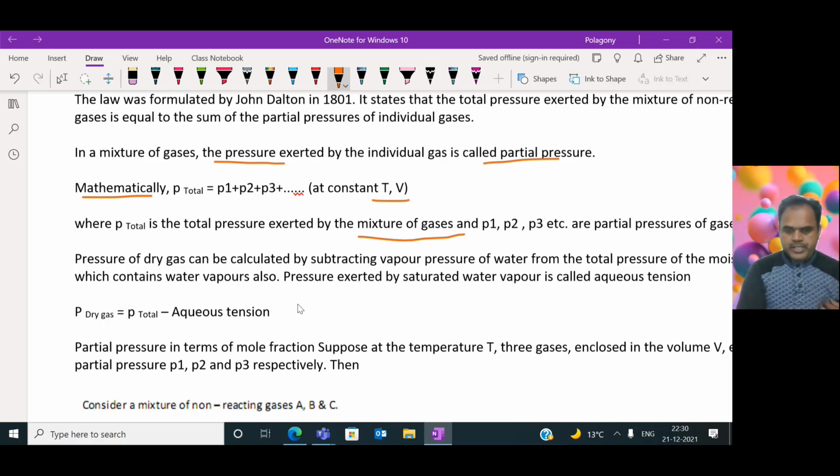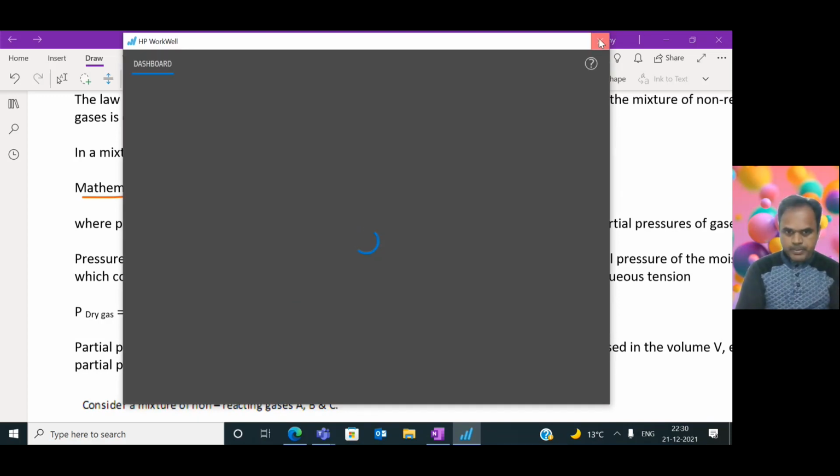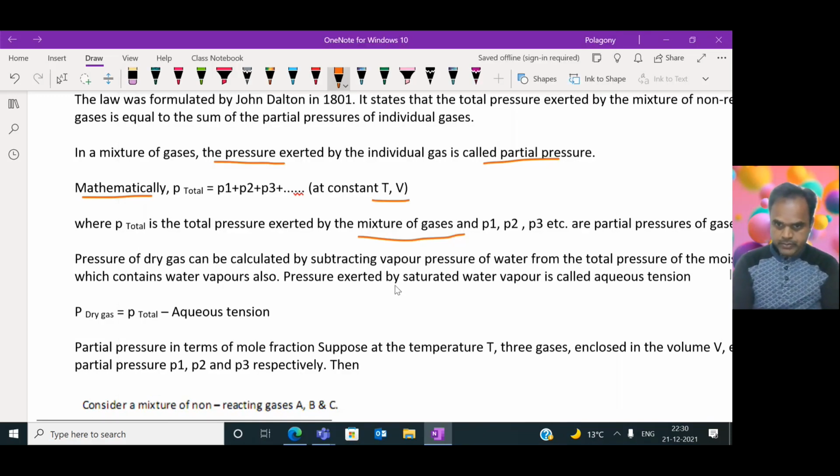So from the surface of the water, along with the pressure of the dry gas, we can get the water vapor pressure also. Hence, the partial pressure of the dry gas can be obtained from the total pressure of the gases minus the aqueous tension, the water vapor pressure. We can get the partial pressure of the dry gas.